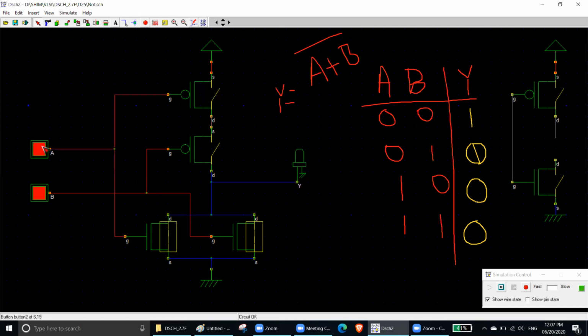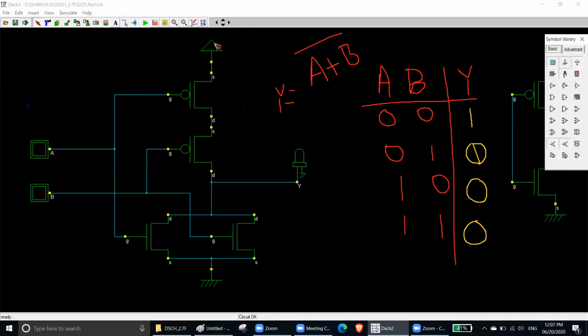For 1, 0, again, this PMOS is off, that means current cannot come. If current cannot come, that is 0. For 1, 1, both of the PMOS are off, that means current cannot come. But ground is also connected to the LED, that means you are getting 0. So this is your NOR gate, right? This is your NOR gate.